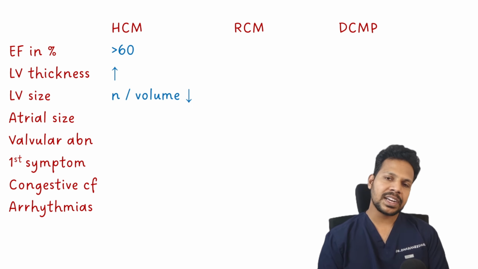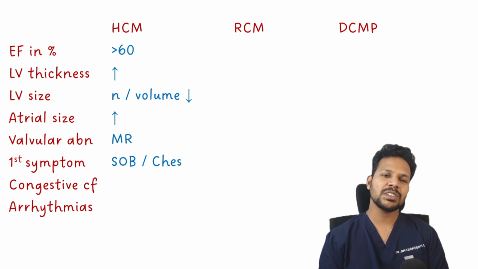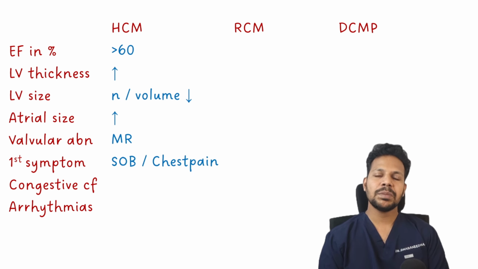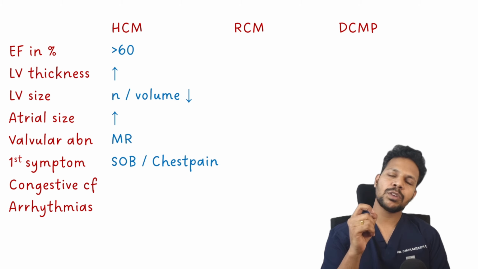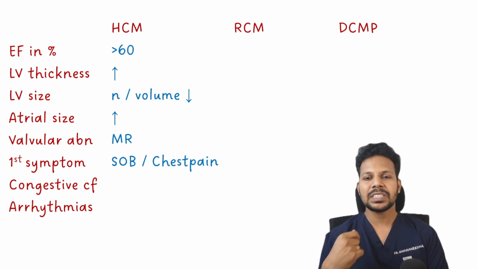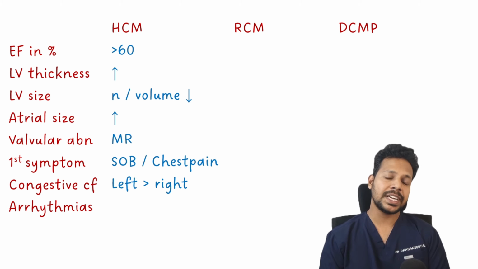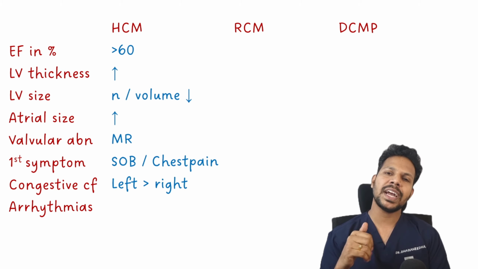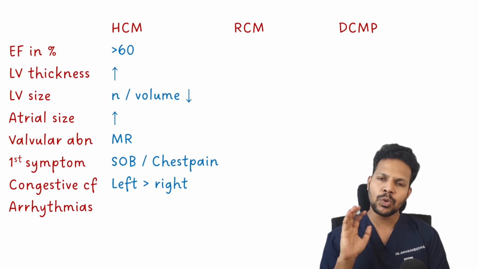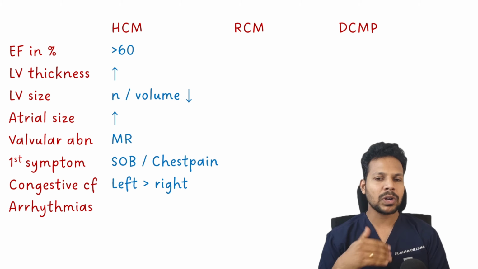Because of the mitral regurgitation and pooling of blood in the left atrium, there is left atrial enlargement, and the valvular abnormality here is mitral regurgitation. The first symptom is shortness of breath or chest pain. Usually, the patient will have microvascular angina because of increased demand and reduced supply, and the patient will have chest pain. The congestive features are predominantly present on the left side because the septal hypertrophy and the ventricular hypertrophy are both more prominently seen on the left side, and hence the congestive symptoms are also more prominent on the left side.